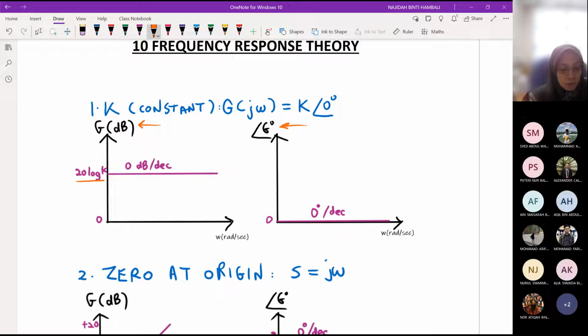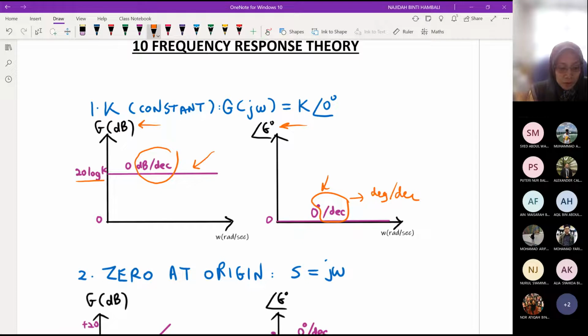And for the magnitude part, the slope, the straight line, means that the slope is 0 dB per decade. If you notice, the unit for slope for magnitude is dB per decade, while the slope for phase is degree per decade. Sometimes they use this symbol for degree per decade. But if you use the symbol, this one is easier.